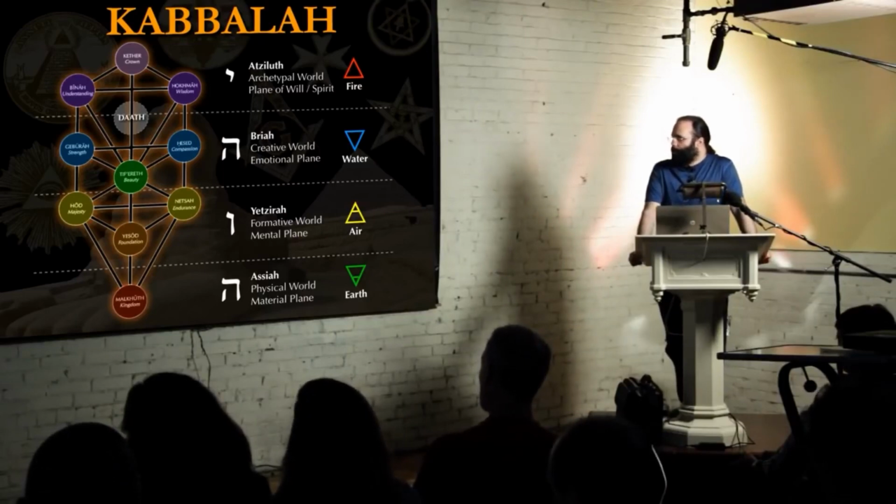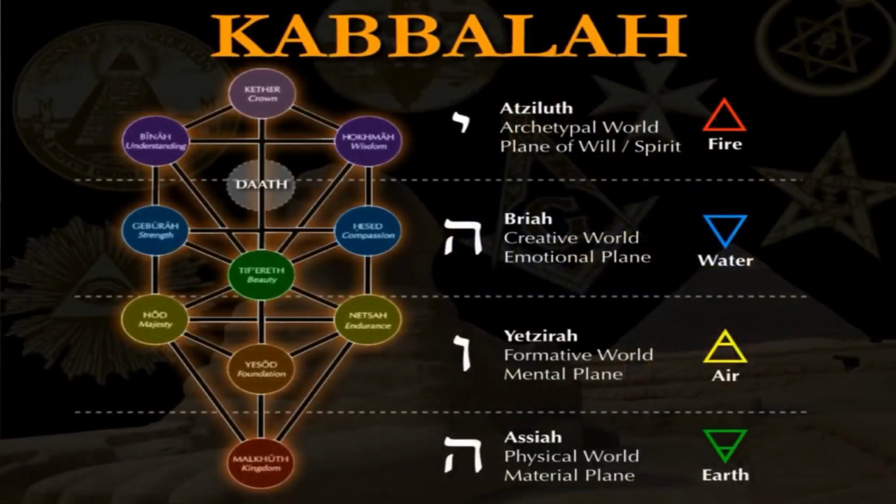The next world up is Yetzirah, and that's called the formative world or the mental plane corresponding to air or intellect. Again, that's comprised of the 3 spheres, Yesod, Hod, and Netzah in that triangular formation. Above that, you have the creative world, the emotional plane represented by water, and that is the second triangle of Tiferet, the heart chakra corresponding to emotion, Geburah, and Hesed.